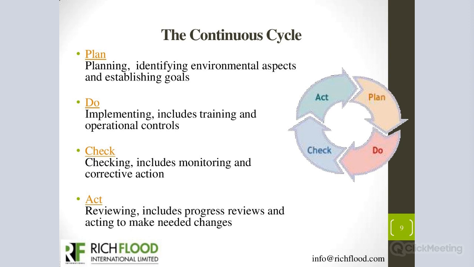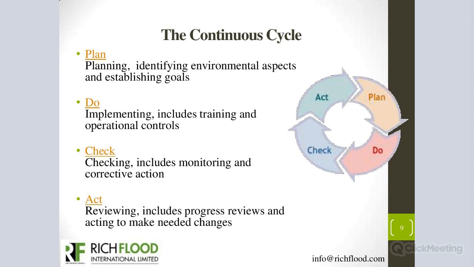The continuous cycle has, of course, four steps. We have the first one as the planning step, and at this point you try to identify the environmental aspects of the organization and establish goals. As we continue in this discussion, we're going to talk about what the environmental aspect is all about.